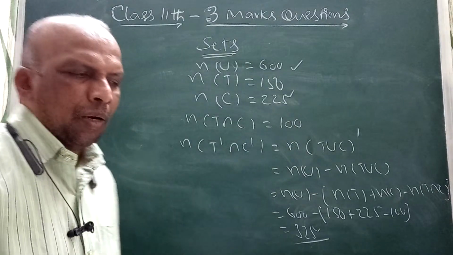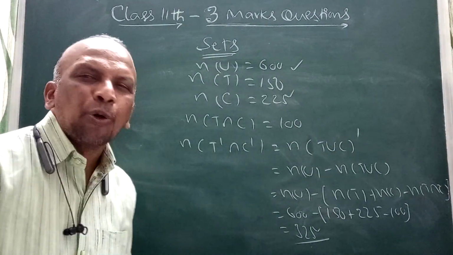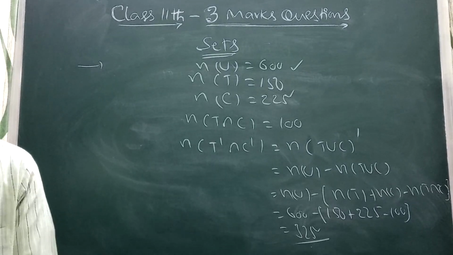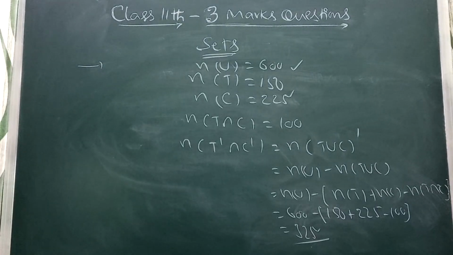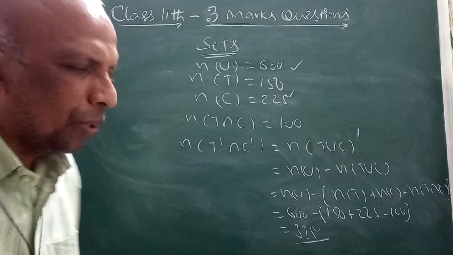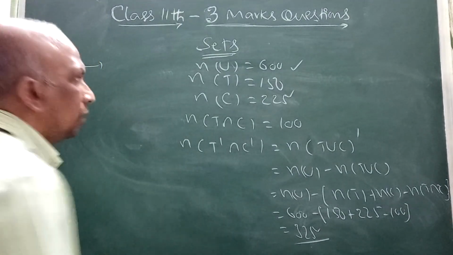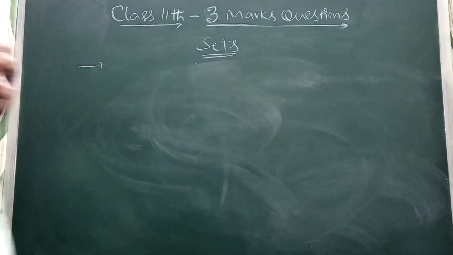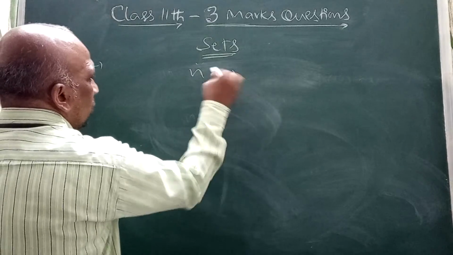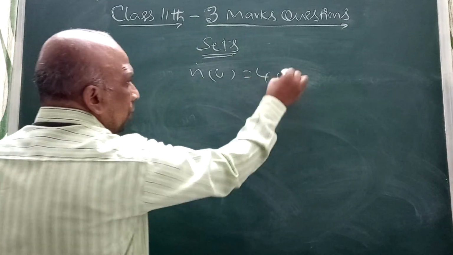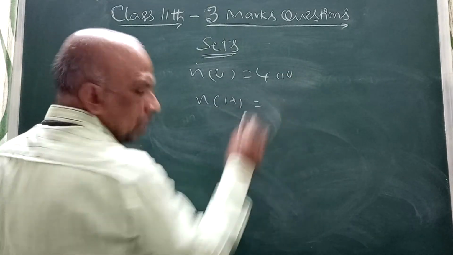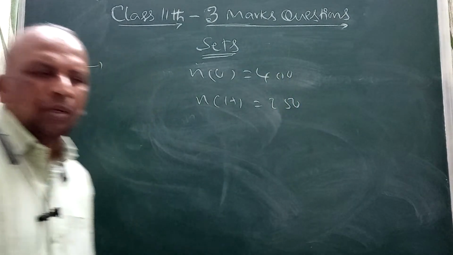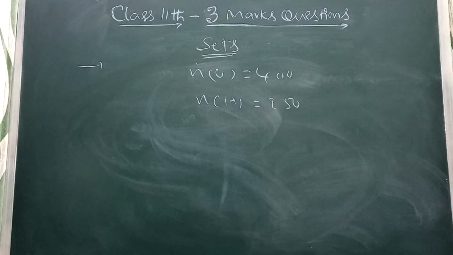So here is another one I can also discuss. Suppose in a group of 400 people, one more problem. In a group of 400 people, n of u is equal to the given 400 people. N of H, Hindi, 250 can speak. In a group of 400 people, 250 can speak Hindi and 200 can speak English.